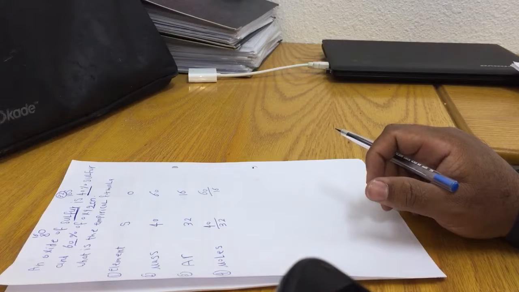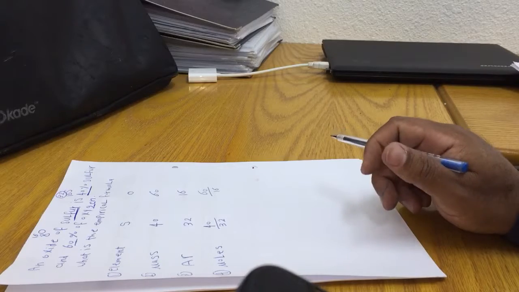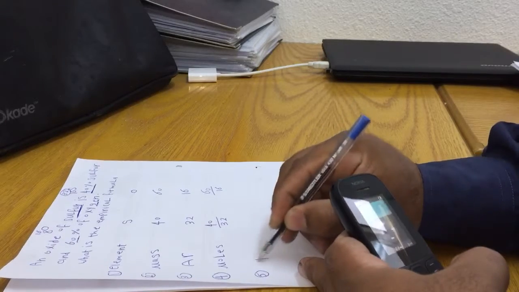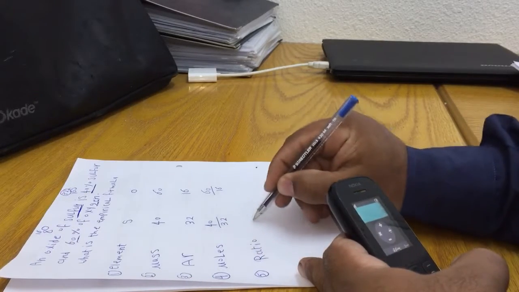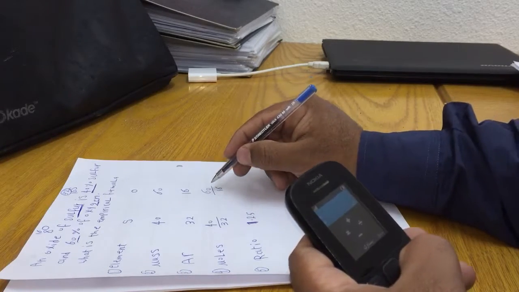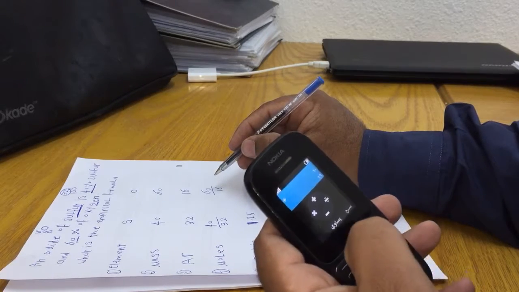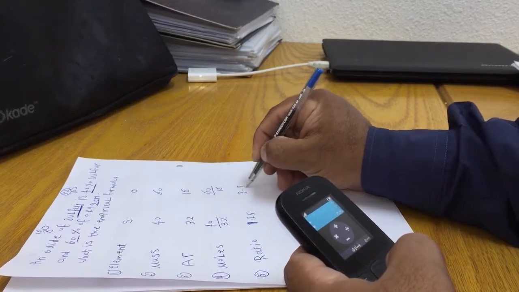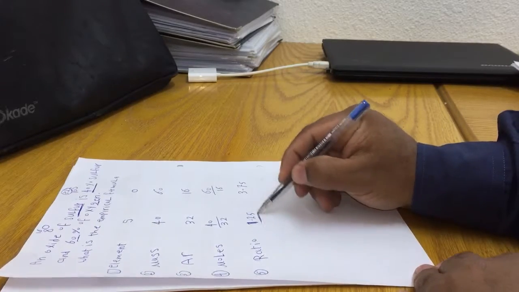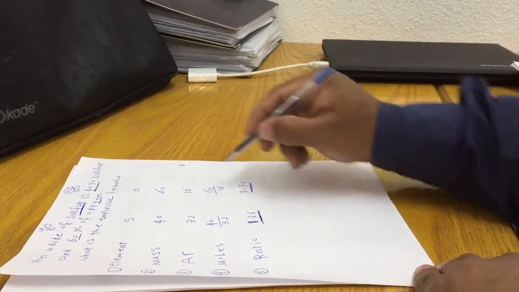I will write here 40 divided by 32 equal 1.25. Here, number four, a ratio. Sulfur 1.25. For oxygen, 60 divided by 16 equal 3.75. So here I have a ratio: 1.25 for sulfur, 3.75 for oxygen.